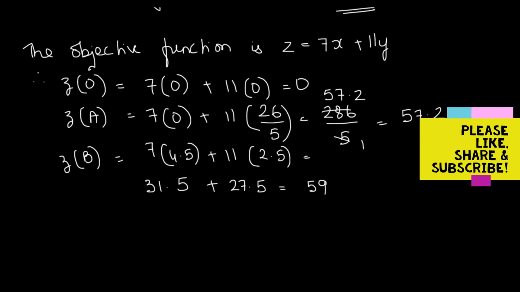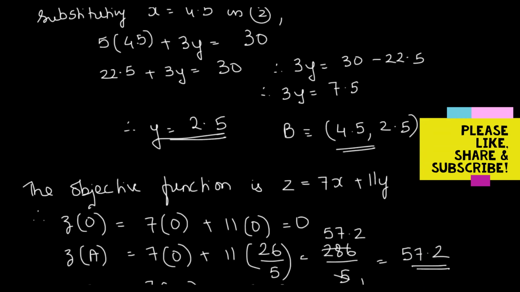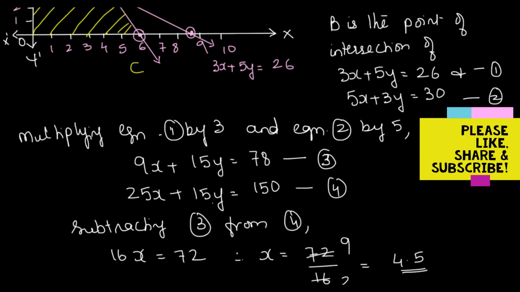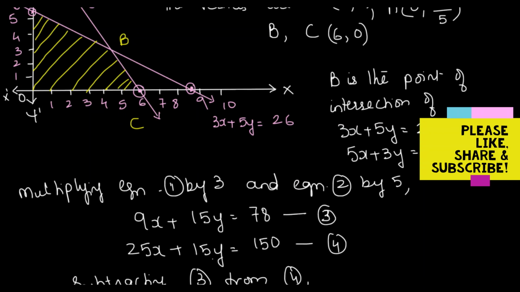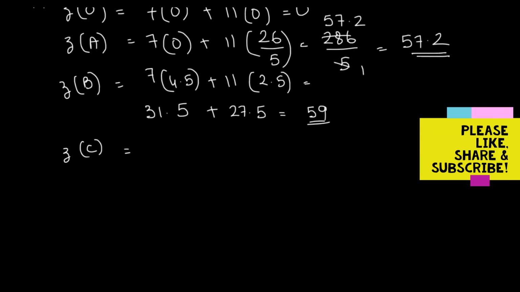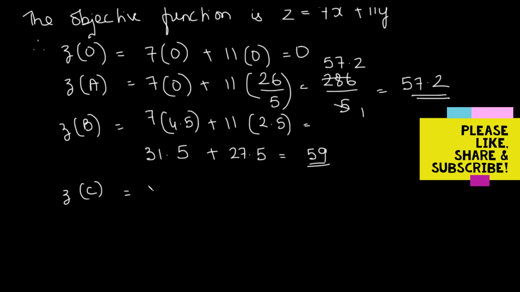Then, we have got over here 57.2, this is 59. Then we also have ZC to consider, isn't it? Now, the coordinates of C are 6, 0, as you can see in the graph or from the data we got over here. So, we put that 6, 0 in Z. Thus, we get 7 into 6 plus 11 into 0. So, 7 6s are 42. So, either way, the maximum value 59 is obtained at B.